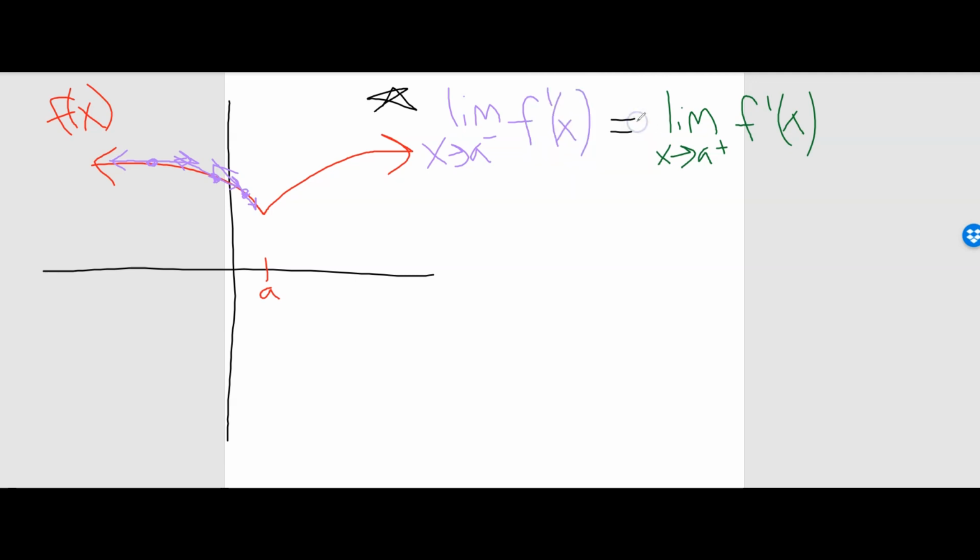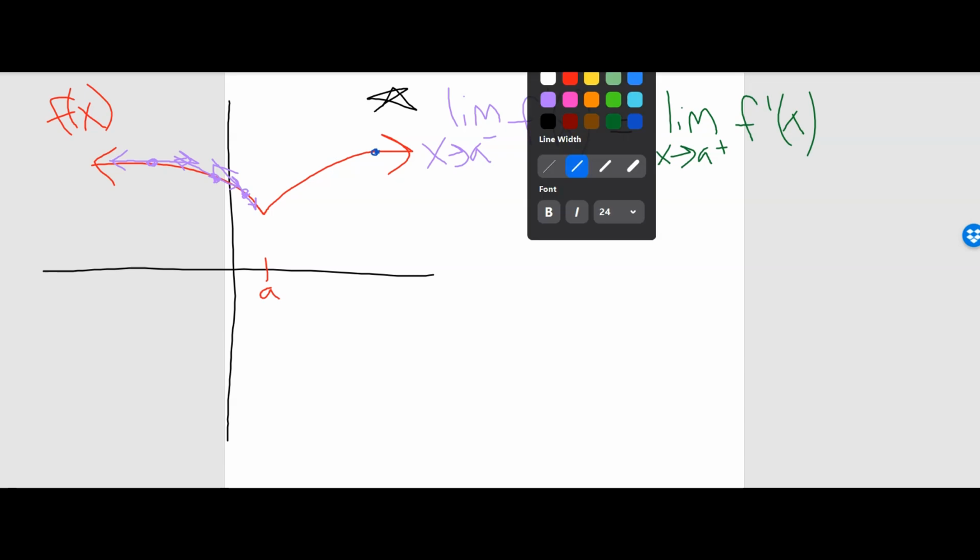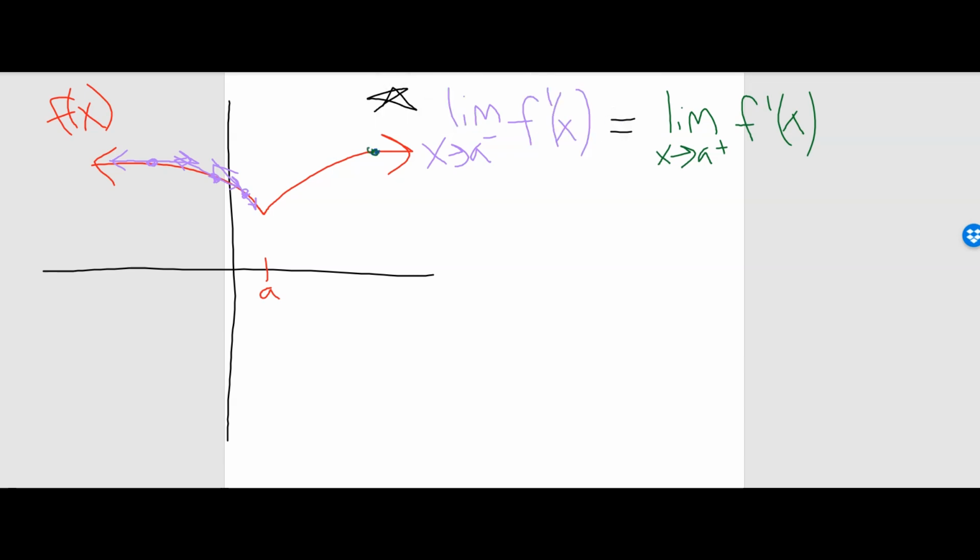From the other side, I should use green because that's what I wrote the other one in. From the other side, my tangent lines start off as positive, but not very positive. And then they get more and more positive as we approach that cusp. I know it's a little hard to see these tangent lines, but one set of tangent lines, the purple ones, are getting more and more negative. The other ones are getting more and more positive as you move towards x equals a.